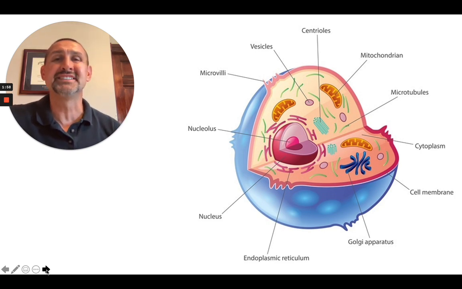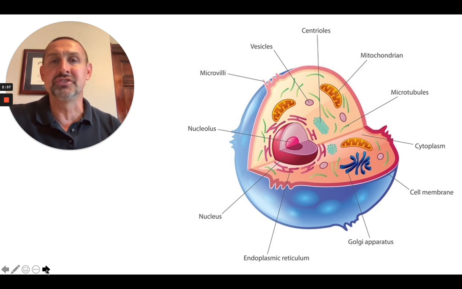Microtubules are part of the cytoskeleton, the skeleton of the cell. It gives it structure. Cytoplasm is a fluid that fills the cell. The cell membrane helps to protect the cell and separate it from its environment. Golgi apparatus packages things that are made in the cell. The endoplasmic reticulum helps to transport things. Often it's on the rough endoplasmic reticulum where the ribosomes are located that proteins are manufactured. The nucleus holds the DNA of the cell, and inside the nucleus is the nucleolus.